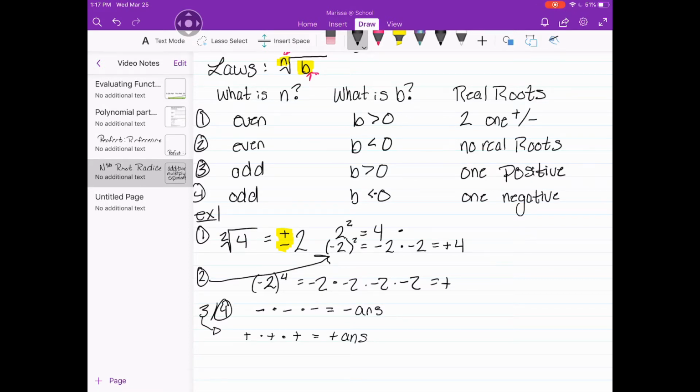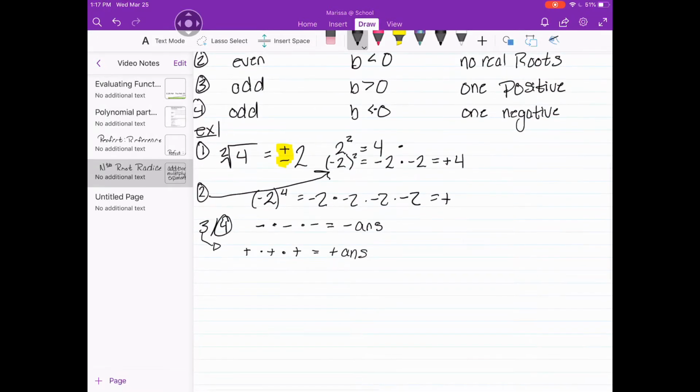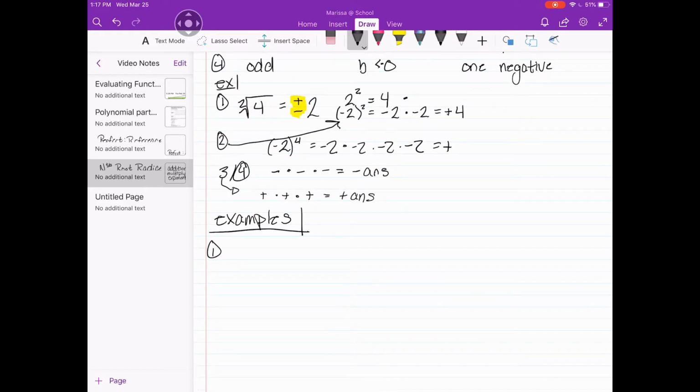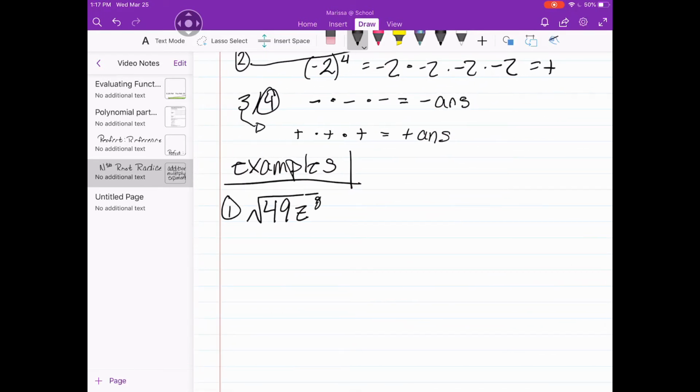So we are going to go through some examples of how these things work. Let's look at some examples. The first example we're going to go through, number 1, is going to be the square root of 49 z to the 8th power. There are multiple different ways to solve these. I'm going to show you 2 separate ways, so that way we're not getting too confused here.